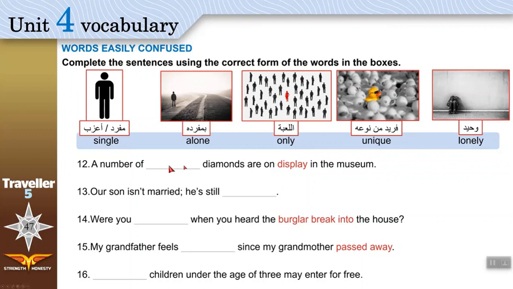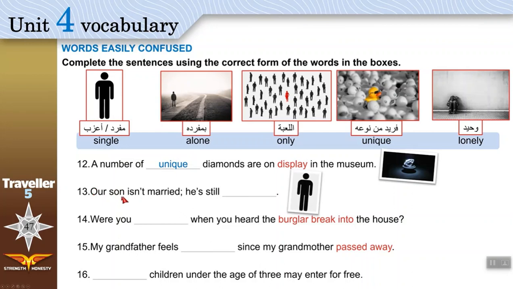A number of unique diamonds are on display. Display means you can go and see these diamonds in the museum. A number of unique diamonds are on display. Our son isn't married. He is still single, not married.